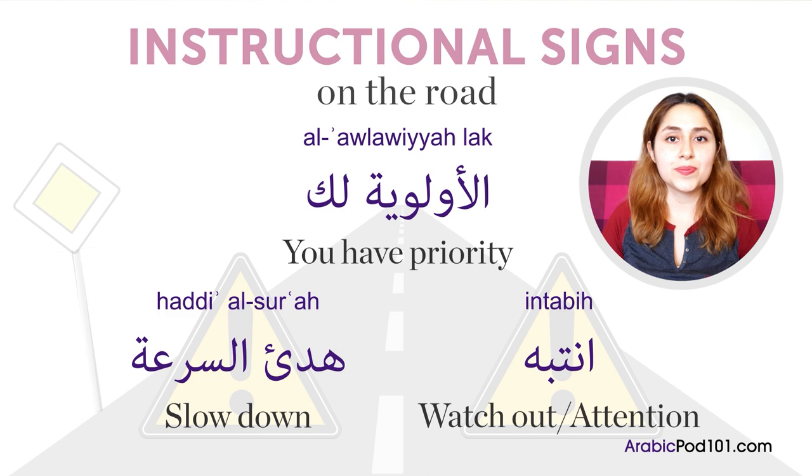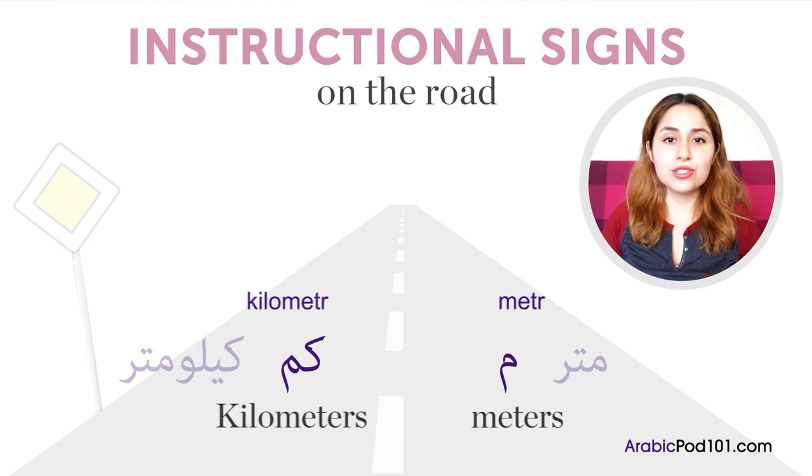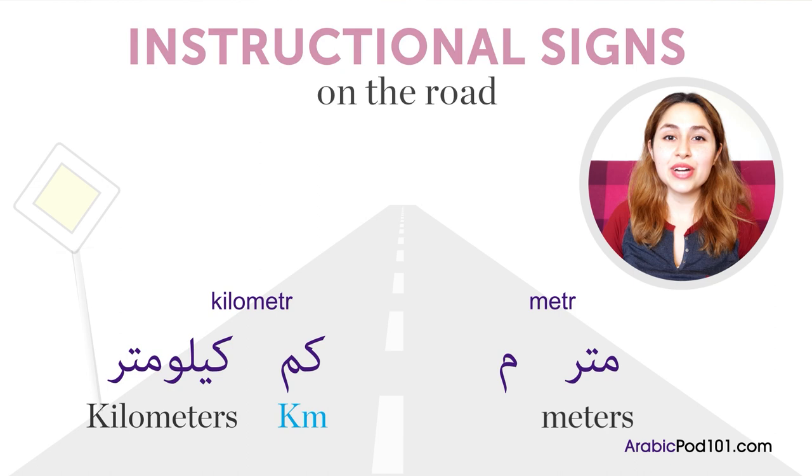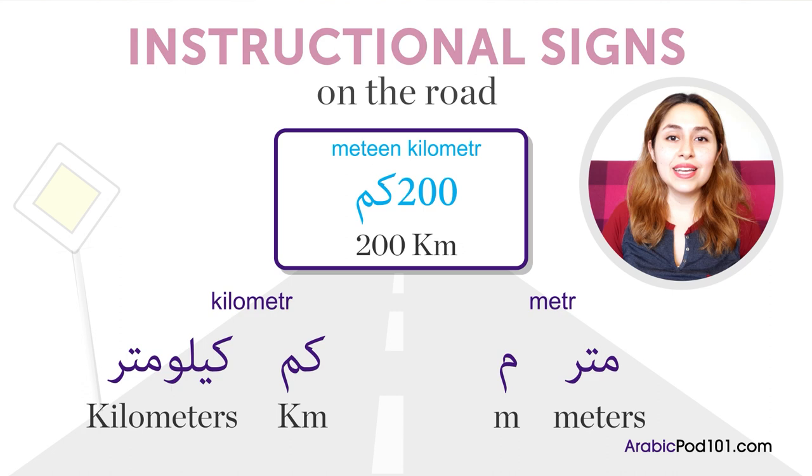كيلومتر, kilometers. متر, meters. These two are the shortened versions of كيلومتر and متر respectively, just like KM for kilometer and M for meter in English. They're usually shortened to fit on street signs. They're used in many signs, like the ones that tell you where you are on the highway. For example, if you're 200 kilometers away from Alexandria on the Cairo to Alexandria highway, somewhere on the way you will see a sign that says 200 kilometers.